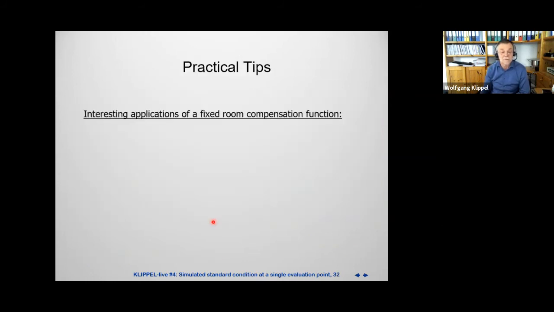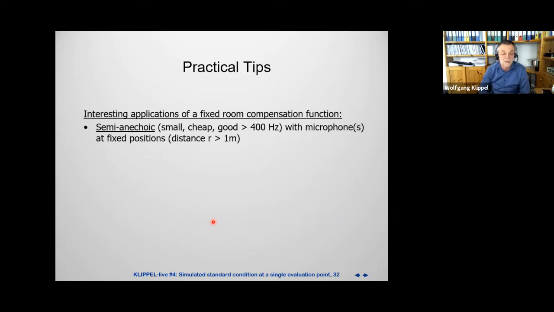Yeah, some practical tips on how to use the fixed compensation function. I think what is very practical is to create semi-anechoic rooms, which are small, cheap, and good above 400 Hertz. What is the most important thing here? Some damping, maybe not very thick, 20, 30 centimeters, that's not expensive. It could be a normal office or a small spare room. You need sufficient distance for your microphone so that you are in the far field. And it should be quiet there.